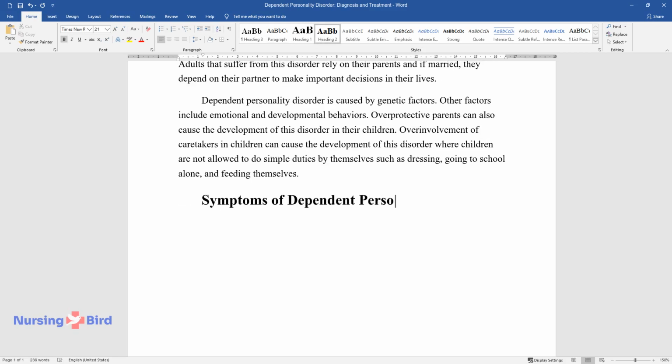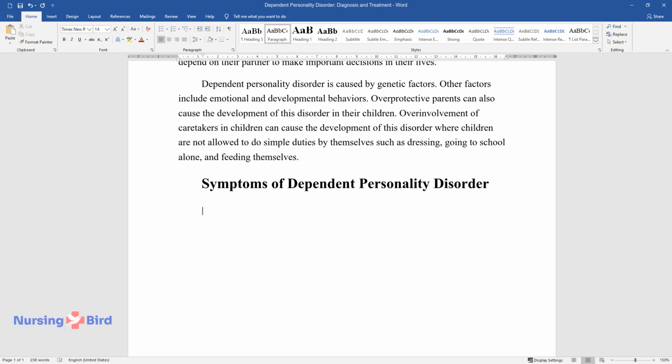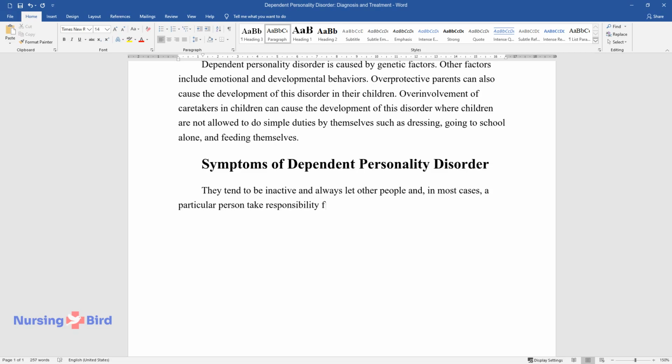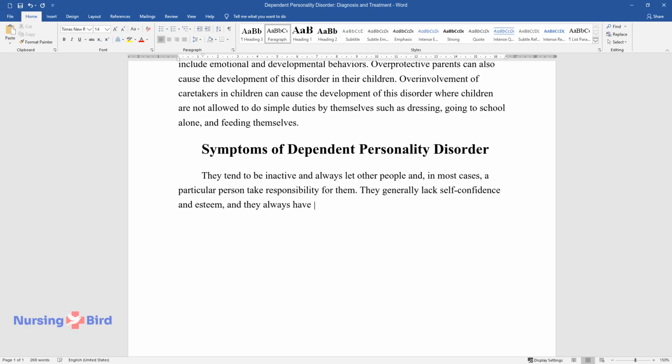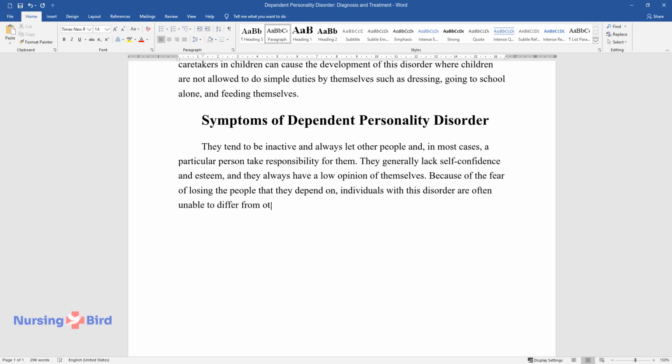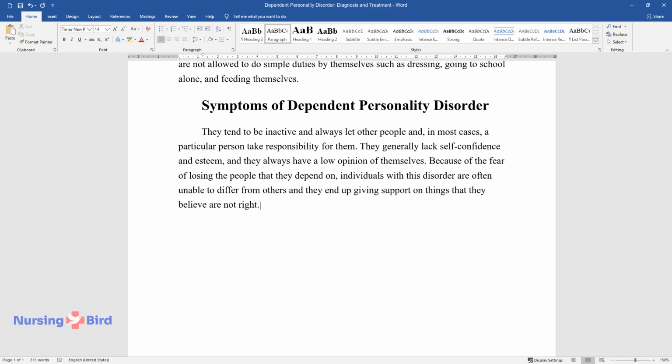Symptoms of dependent personality disorder. They tend to be inactive and always let other people and, in most cases, a particular person take responsibility for them. They generally lack self-confidence and esteem, and they always have a low opinion of themselves. Because of the fear of losing the people that they depend on, individuals with this disorder are often unable to differ from others, and they end up giving support on things that they believe are not right.